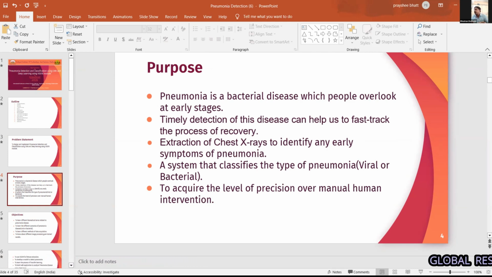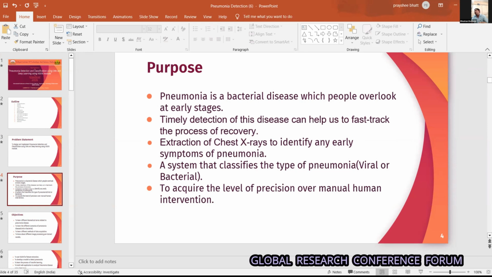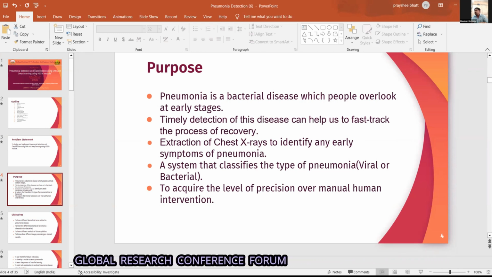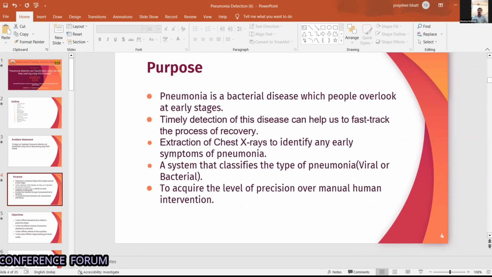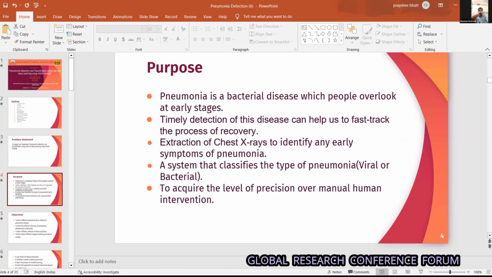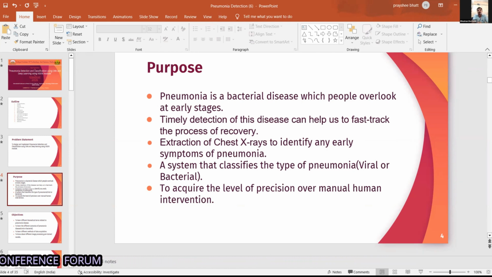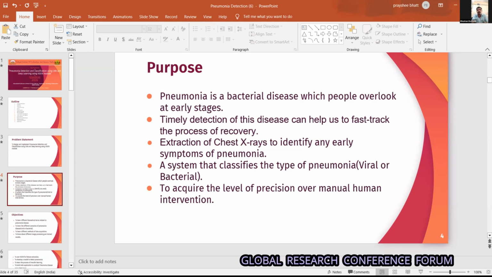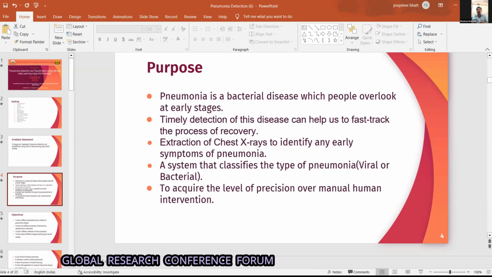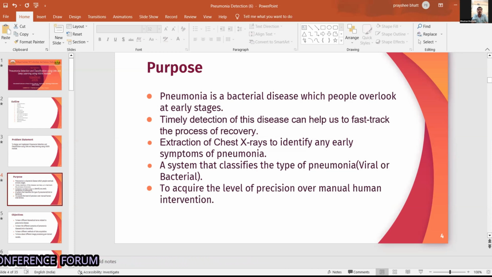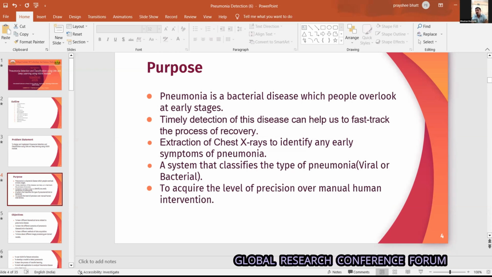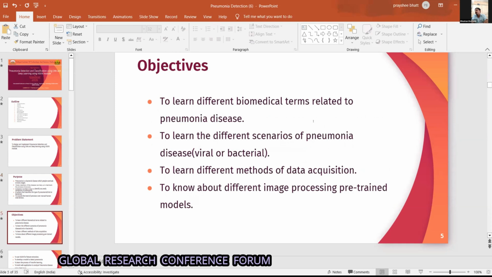Another purpose is timely detection. Timely detection of these diseases can help fast-track the process of recovery. Also, when you look at the death ratio of the previous pandemic situation, pneumonia also has an effect on the death ratio. It is a very small point, but it is affecting the death ratio. Pneumonia is also one of the important diseases we have to focus on. For that purpose, we have selected this topic for analysis.